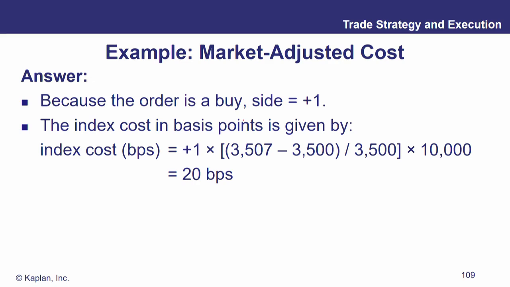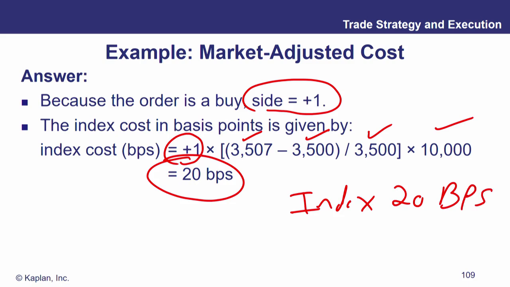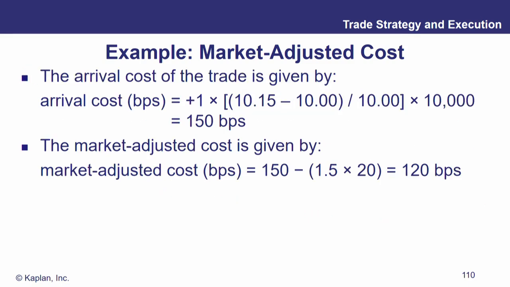Because the order is a buy, we know the side is 1. So the index cost in basis points, how are we going to deal with this? Well, there's 1 times 3,507. That was the volume weighted average price of the index. Then starting was 3,500, over 3,500. We're going to multiply that by 10,000 to convert it to basis points. So for the index cost, we get 20 basis points. Okay, we're not quite done yet. We're going to have to do a little bit more.